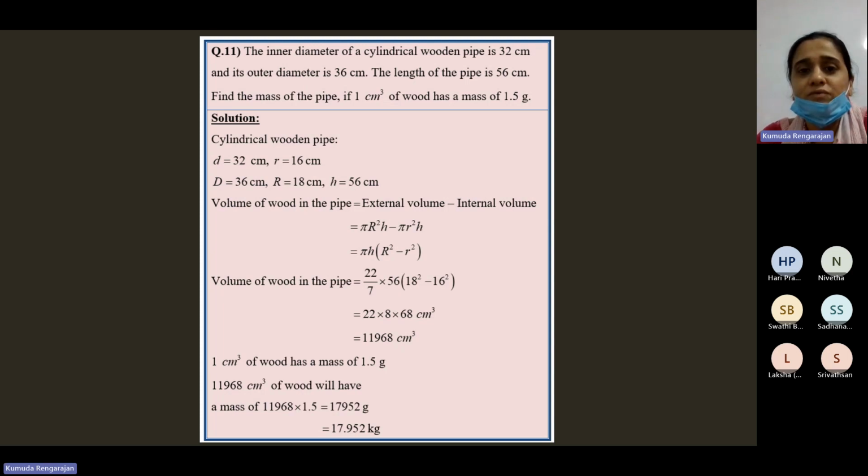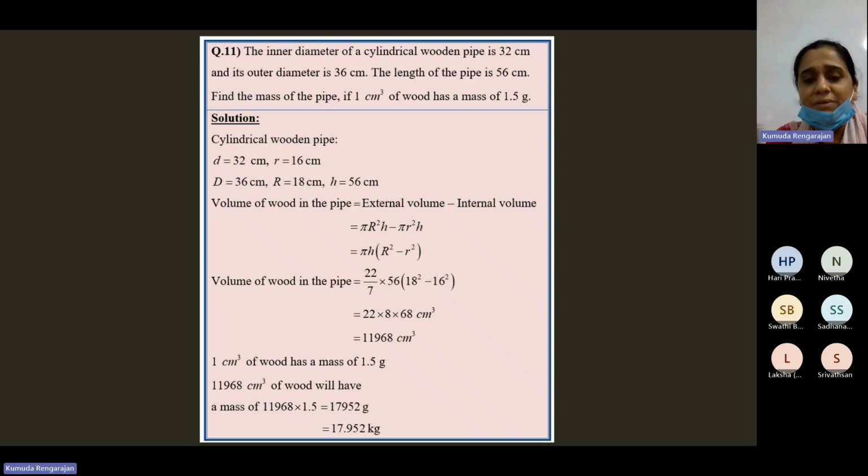The inner diameter of a cylindrical wooden pipe is 32 centimeters, and outside diameter is given too. So you can find the inside radius and outside radius, small r, capital R. Length of the pipe is given, that means the height of the cylinder. So the cylinder is like that sellotape thing. Whenever there are two radii, the cylinder is like that sellotape example. It's a hollow cylinder, a cylindrical shell. The length is 56 centimeters.